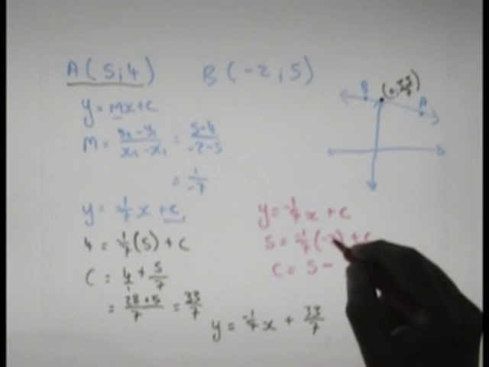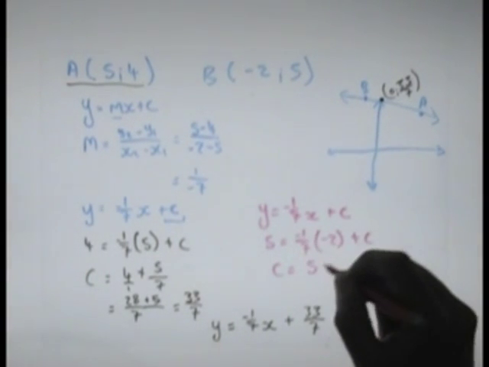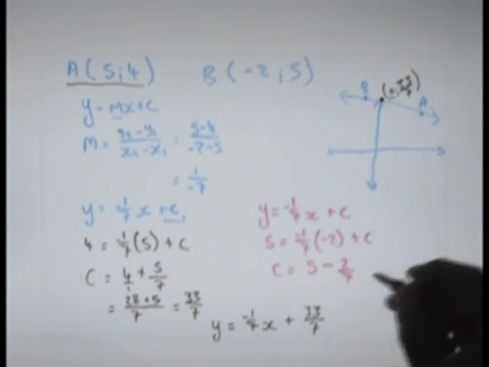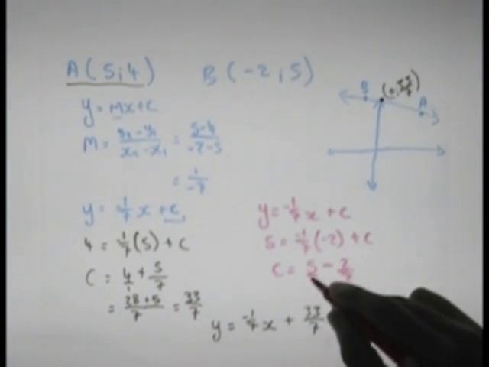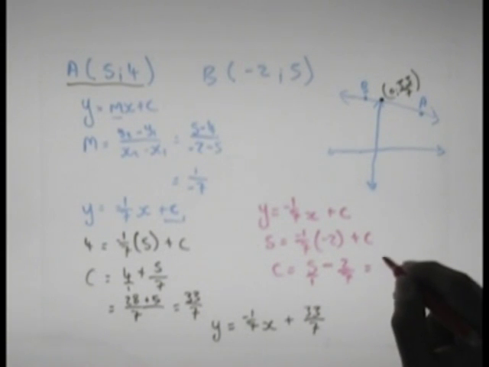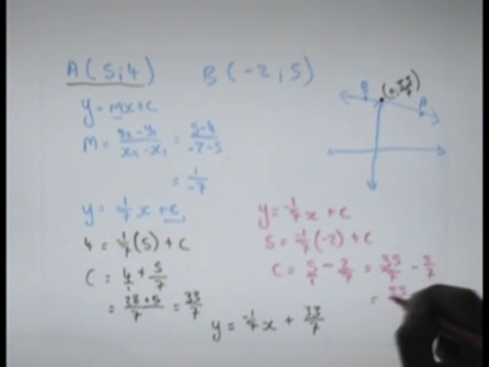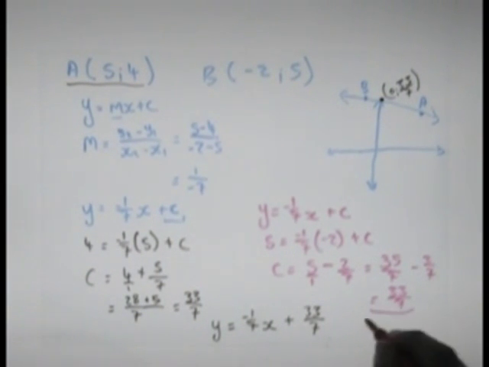minus, because minus times a minus is positive, take it to the other side is going to make it negative 2 over 7. Again, that's over 1, so I've got to simplify it. That's going to become 5 times 7 is 35 over 7 minus 2 over 7, which is equal to 33 over 7, which is going to lead to the same equation.